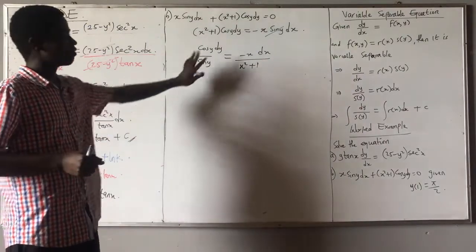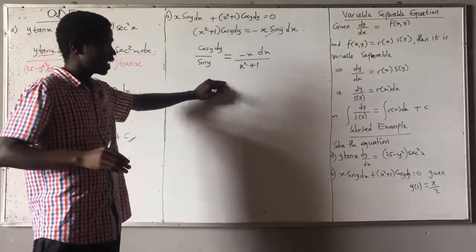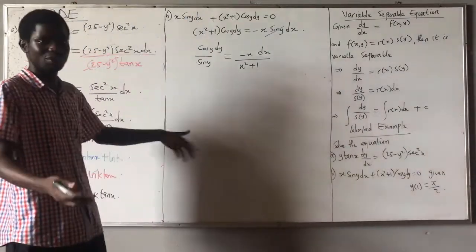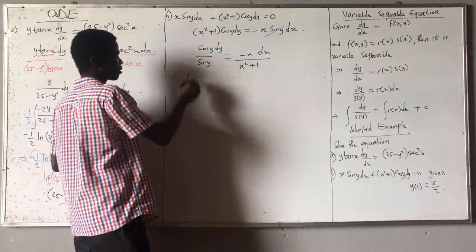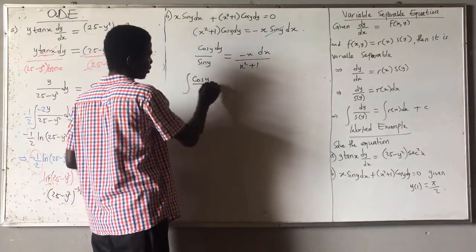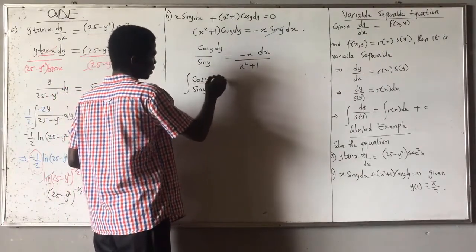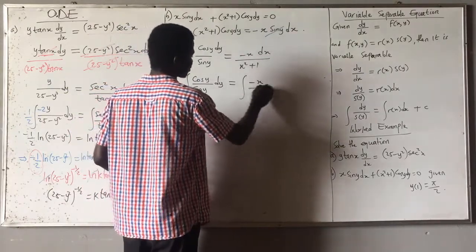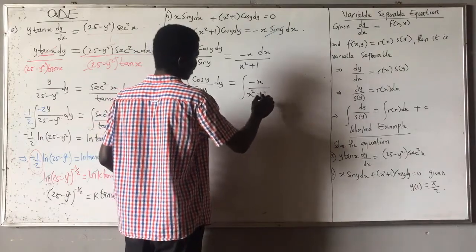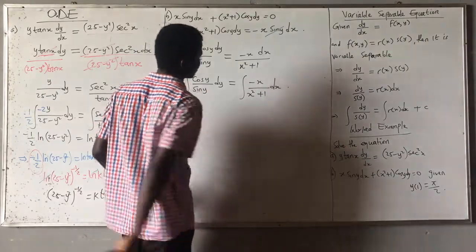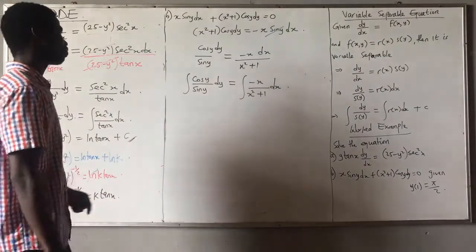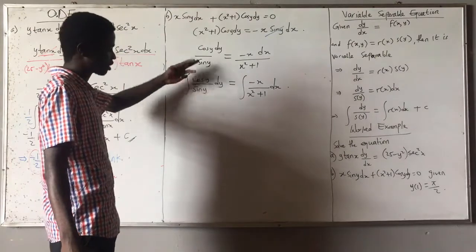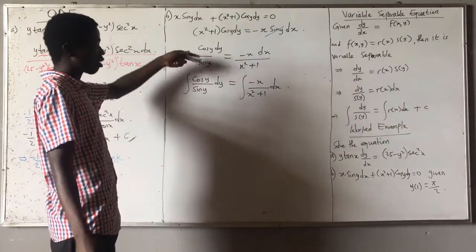So I have said everything on the left hand side is in terms of y, everything on the right hand side is in terms of x. So that is what we call variable separable. What is left for me is to integrate. Integrate cos y over sin y dy is equal to the integral of minus x over x squared plus 1 dx. Right? So if you differentiate sin x, you get cos x, and if you differentiate sin y, you get cos y.